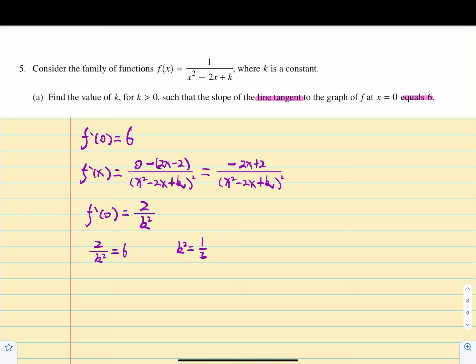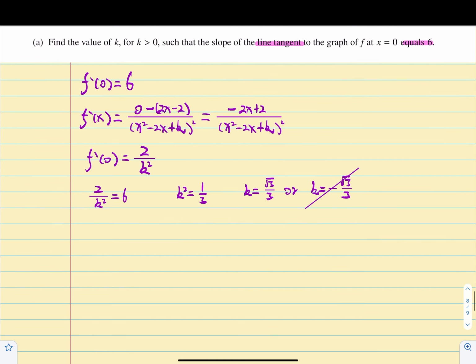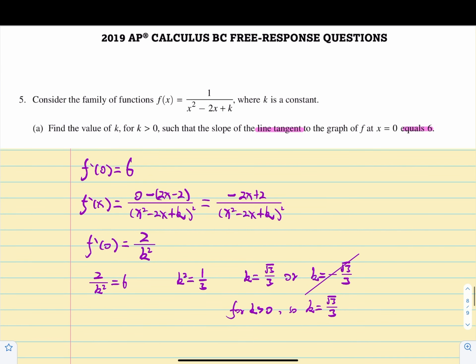So k is equal to positive square root of 3 over 3, or k equal to negative square root of 3 over 3. But we know that k is bigger than 0, so we eliminate the negative one. So k equals square root of 3 over 3. This is the first question.